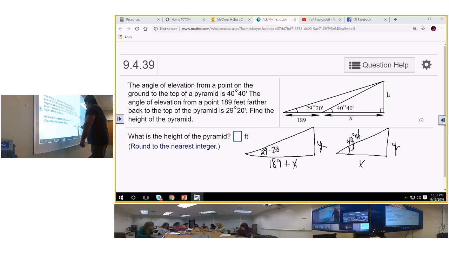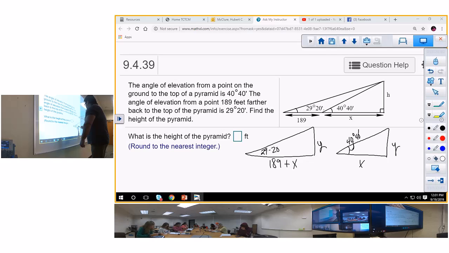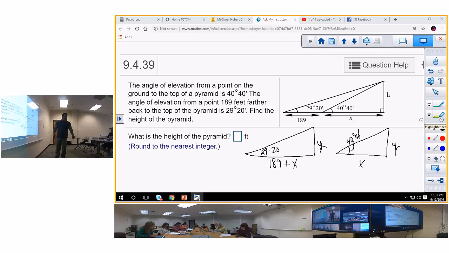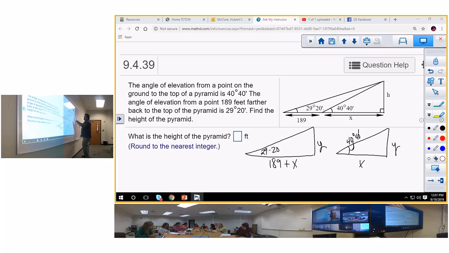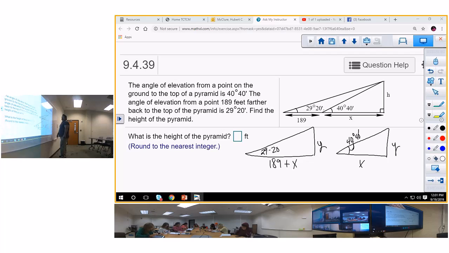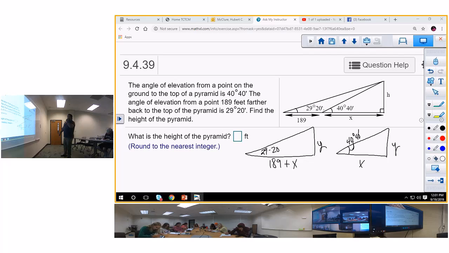Let me ask y'all a question. Are you going to use tangent on any of these? Yes. You're always going to use the tangent because you're trying to find the opposite and the what? Adjacent. So you're always going to use tan. When you see one of these problems on the homework or the test with the two triangles, you're going to use the tangent unless it asks for something else.